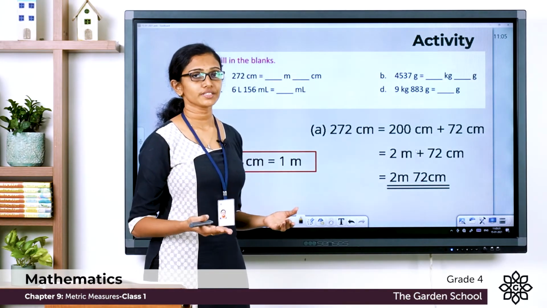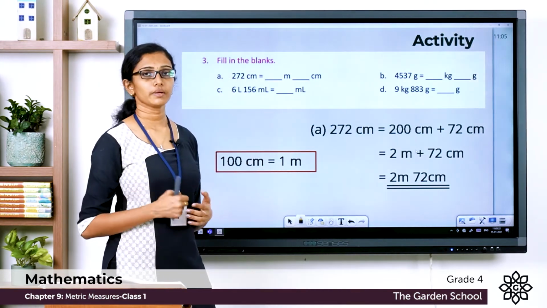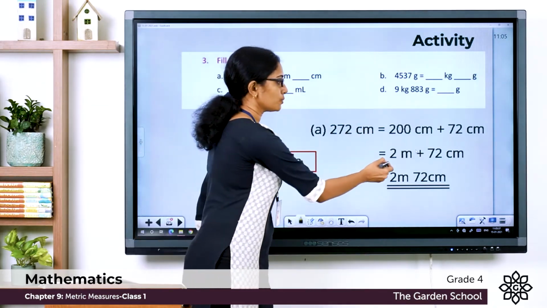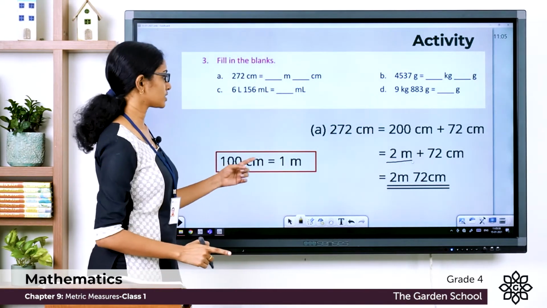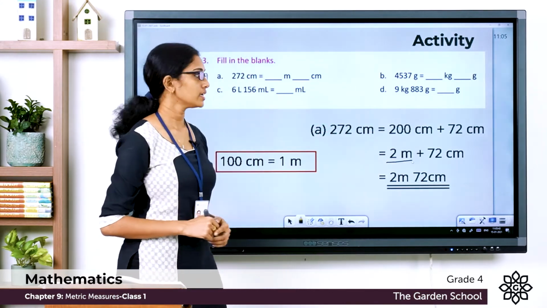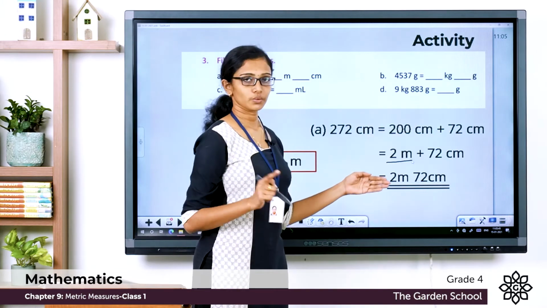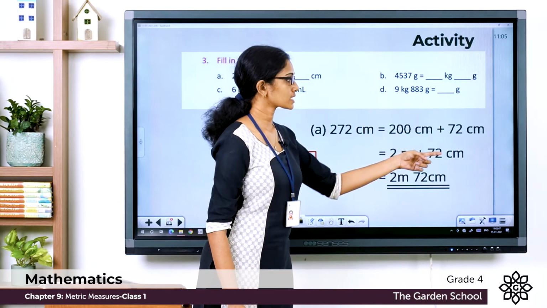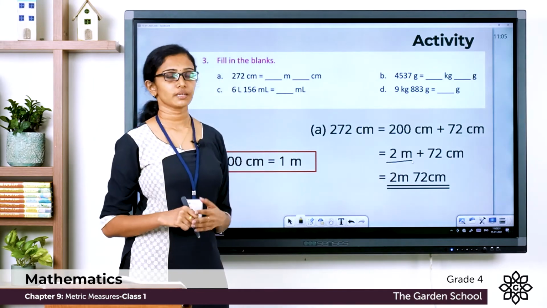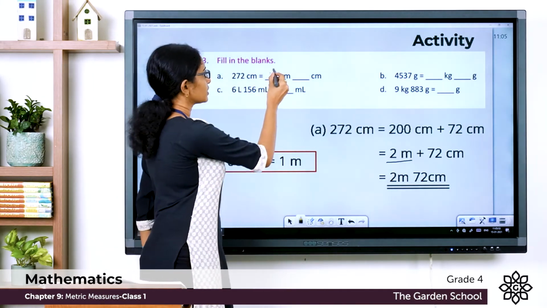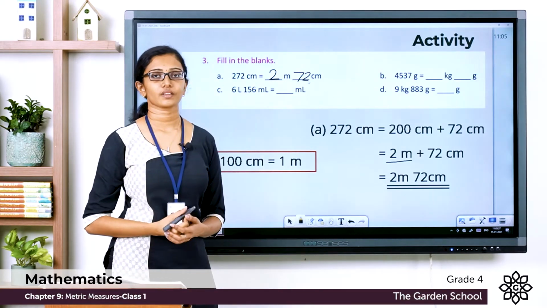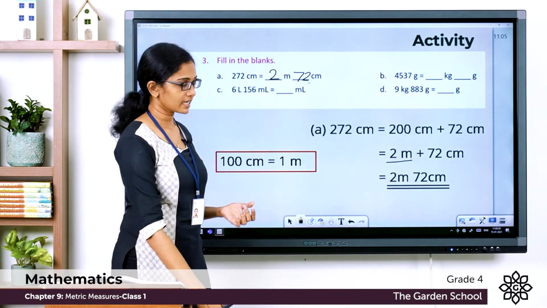And we know 100 centimeters is equal to 1 meter. So what is 200 centimeters? It would be equal to 2 meter. If 100 centimeters equal to 1 meter, 200 centimeters would be equal to 2 meter, right? So this can be rewritten as 2 meter plus 72 centimeter. That is 2 meter 72 centimeter. So here you have to write 2 meter 72 centimeter. Now let's see the next one.